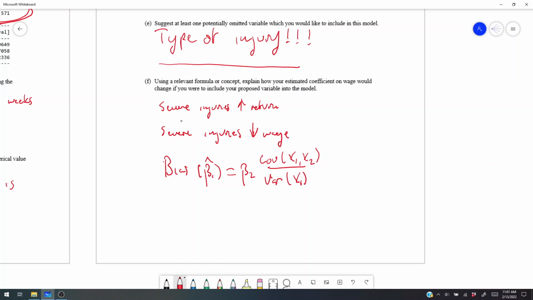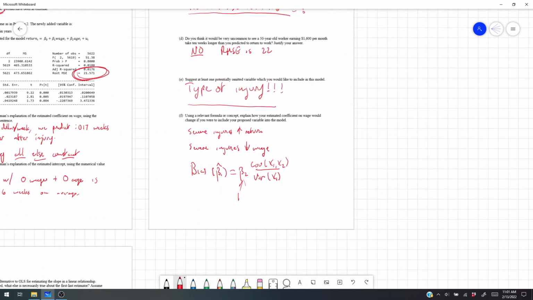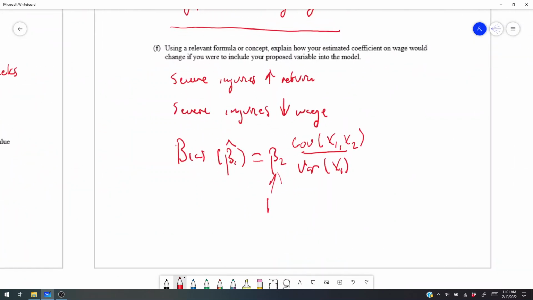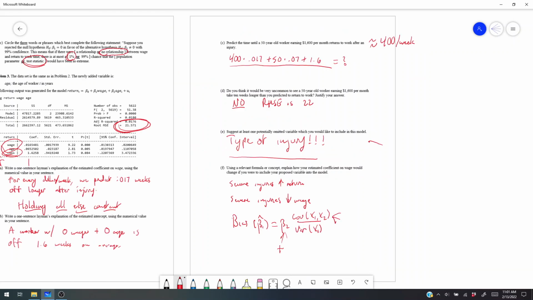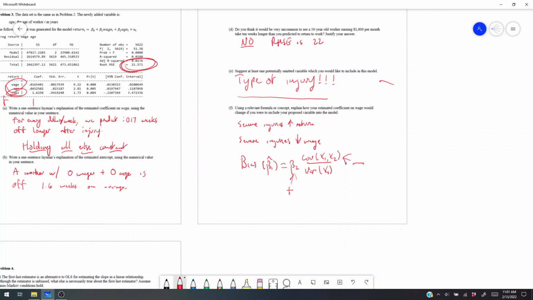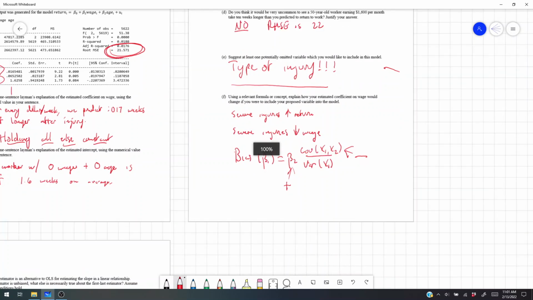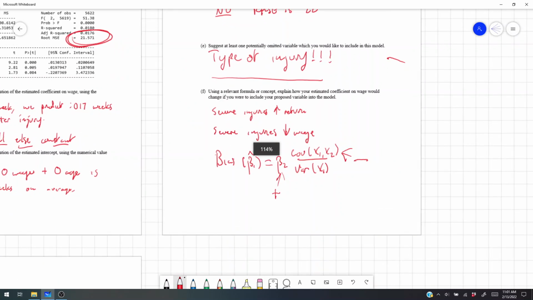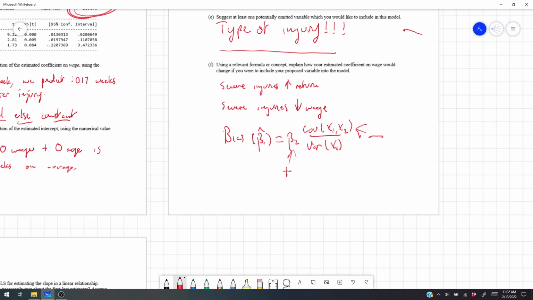Okay, so the severe injury increases your time to return. Beta 2 is positive, but severe injuries are correlated with lower wage. Covariance is negative, so the bias is negative. The estimated coefficient on wage is too small if we don't include the variable. So if we do include the variable, the negative bias disappears. I think that the wage coefficient might increase.